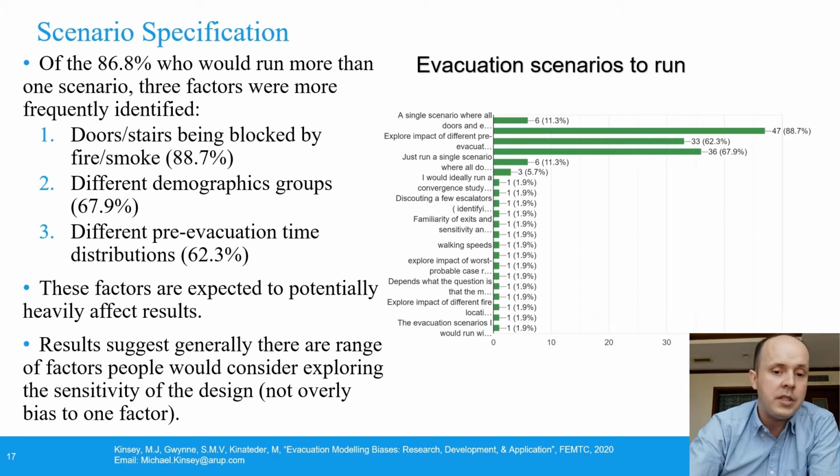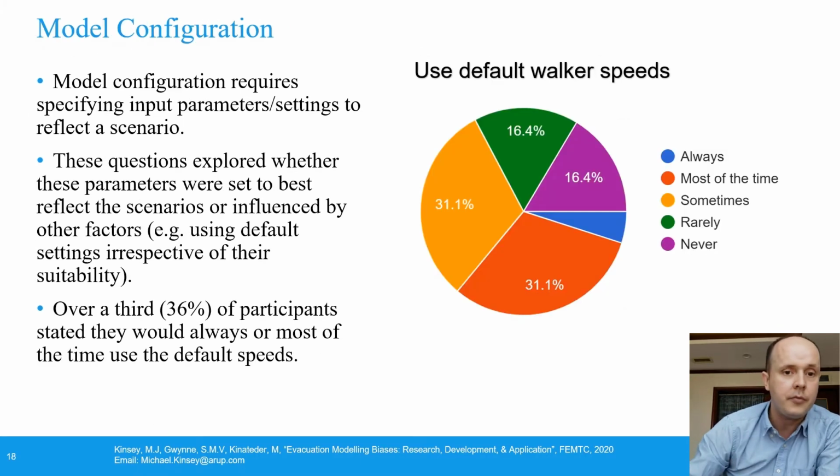So generally the results here suggest that there's a range of factors people would consider when exploring the sensitivity of the design, and there's no over-bias on only looking at one scenario. But there is a small proportion that would still be biased here.